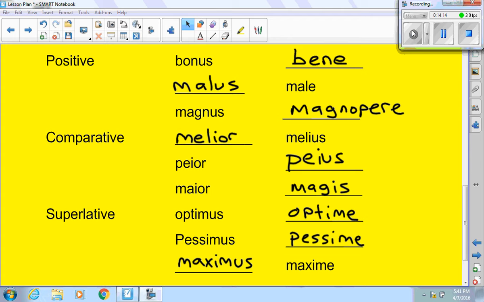So if you learn the irregular adjectives, you should be able to get to the irregular adverbs. But make sure that you look at that list in your book on page 52, because there are some questions that include those irregular comparisons.